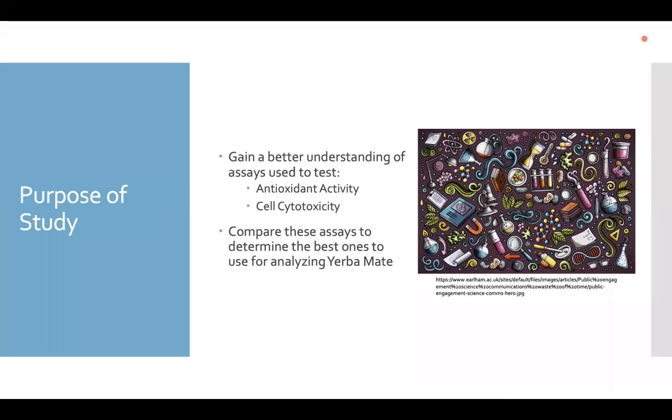The purpose of this study is to gain a better understanding of the assays used to test antioxidant activity and cell cytotoxicity. These are important because reactive oxygen species, which I will go into more details on in the next slide, can severely harm and even kill cells in the body, leading to various health issues. Through a comparison of these assays, the goal is to determine the best assays to use for analyzing yerba mate.